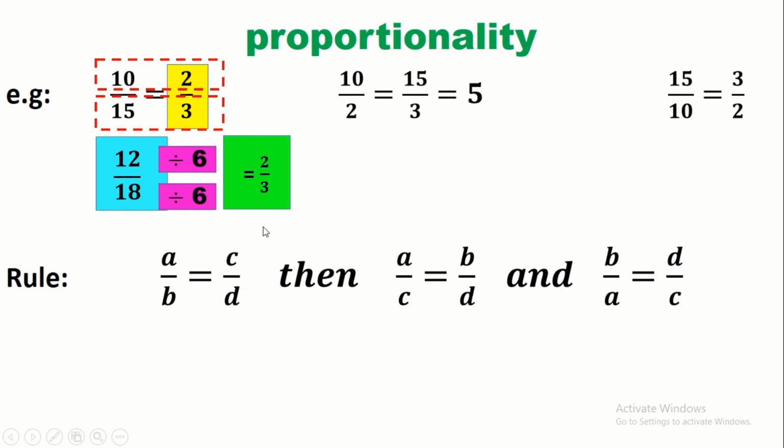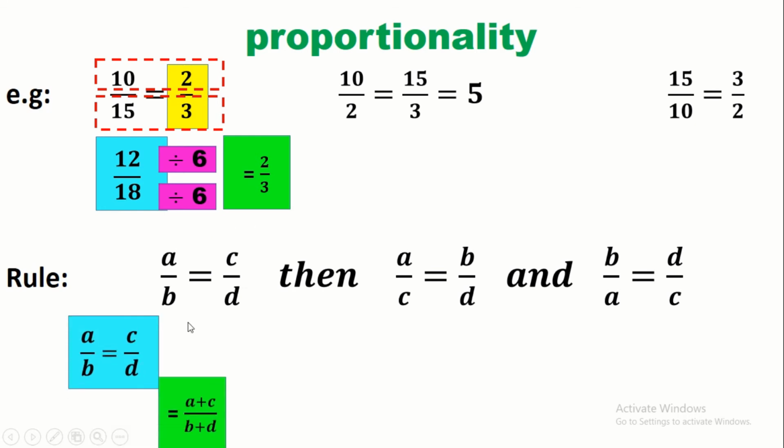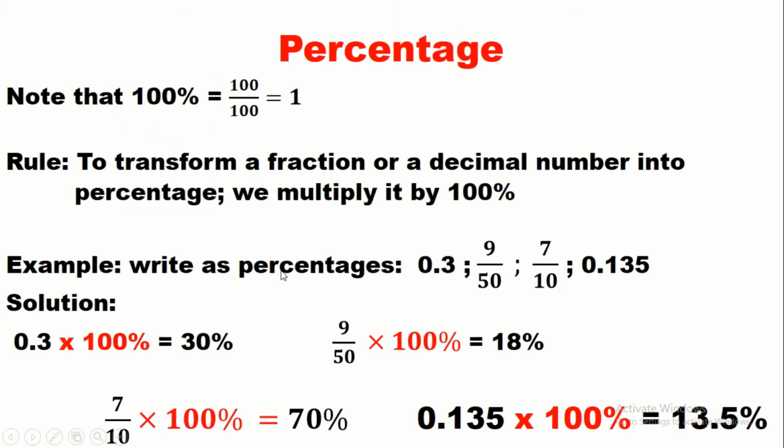Here we're going to learn a rule which is very important. A over B equals C over D. It will be equal to A plus C over B plus D. Let's move to percentage and proportionality.